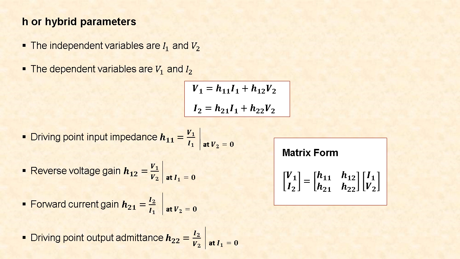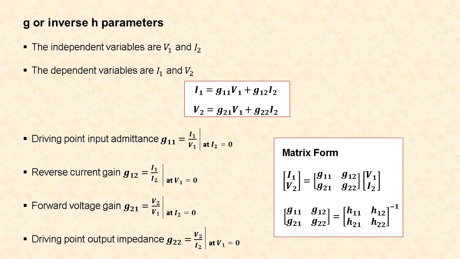Here H11 is the driving point input impedance which is given by V1 by I1 at V2 is equal to 0 and H12 is the reverse voltage gain given by V1 by V2 at I1 is equal to 0. H21 is the forward current gain given by I2 by I1 at V2 is equal to 0. H22 is the driving point output admittance given by I2 by V2 at I1 is equal to 0. The matrix form of the equations is shown here.